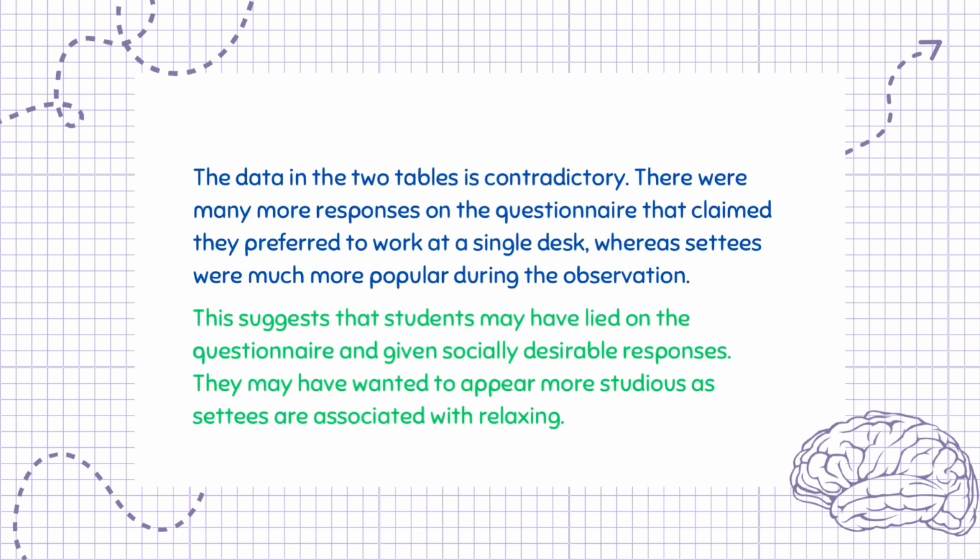The data in the two tables is contradictory. There were many more responses on the questionnaire that claimed they preferred to work at a single desk, whereas settees were much more popular during the observation. This suggests that students may have lied on the questionnaire and given socially desirable responses. They may have wanted to appear more studious, as settees are associated with relaxing.